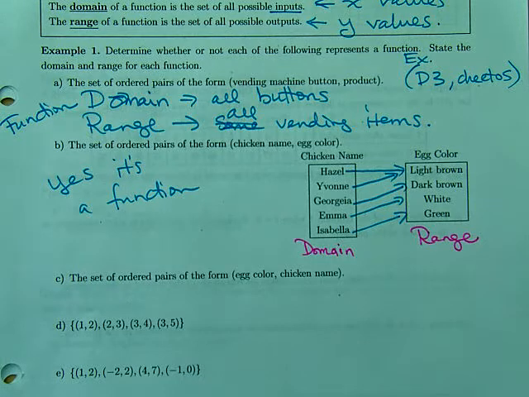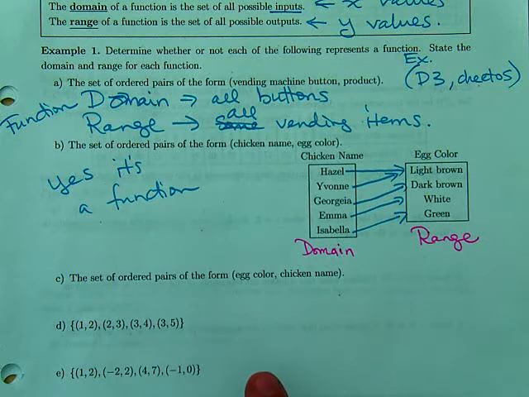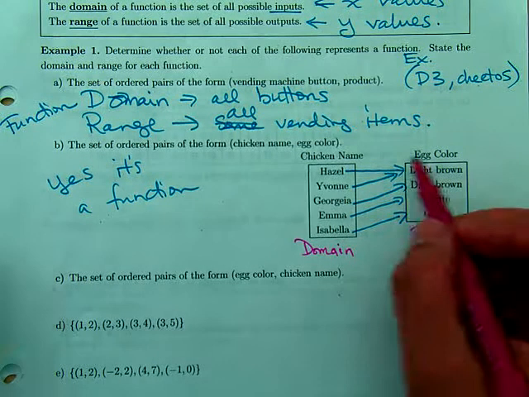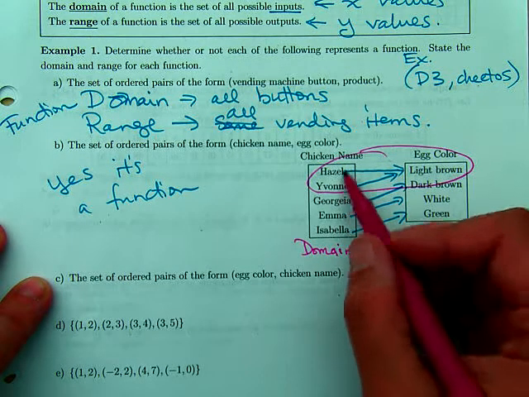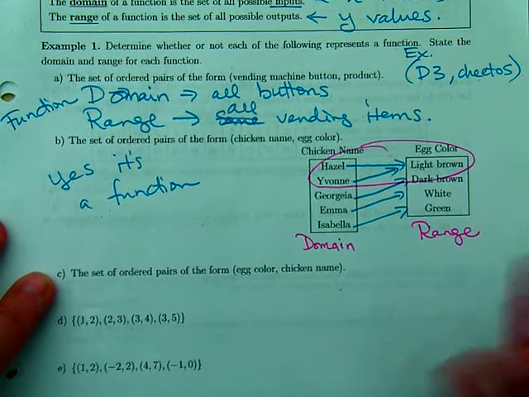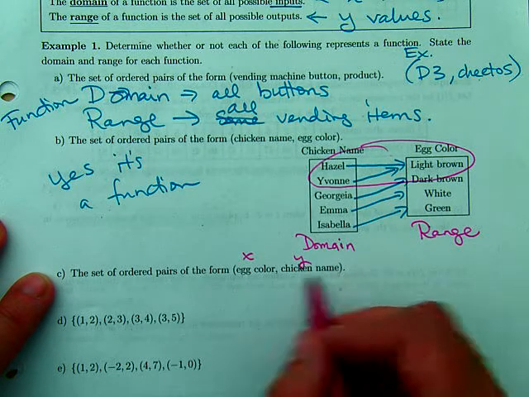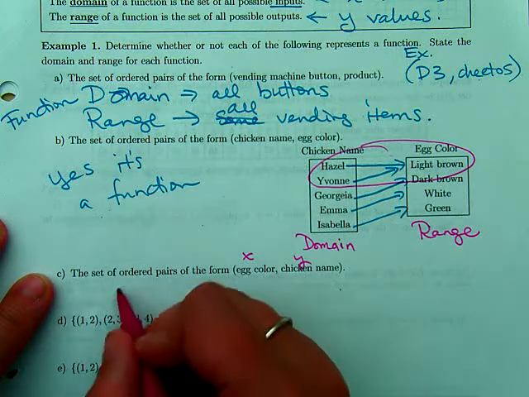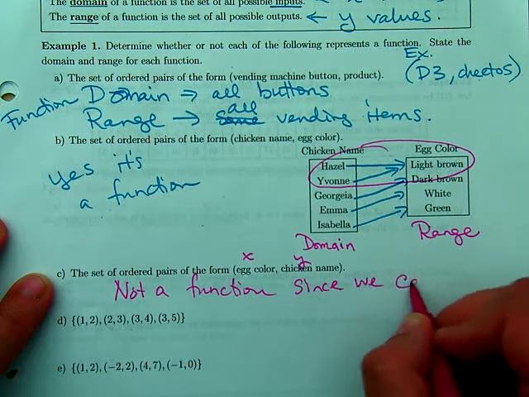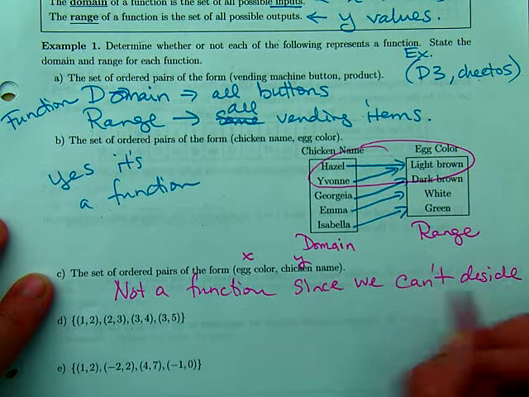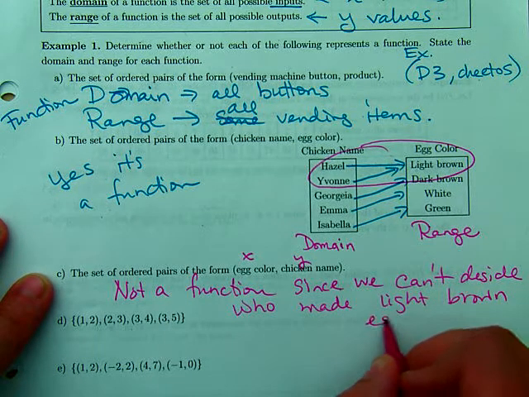Now, what if I randomly went into my fridge and picked out a color of egg? Would I know which chicken produced that egg? Why not? Oh, Hazel and Yvonne produce the same color egg. So if I find a light brown egg, I have no way of determining which chicken produced it. So would that be considered a function? If we're listing it in this order, our domain would be the egg color, and our chicken name would be the range. But this would be not a function since we can't decide who made the light brown eggs.